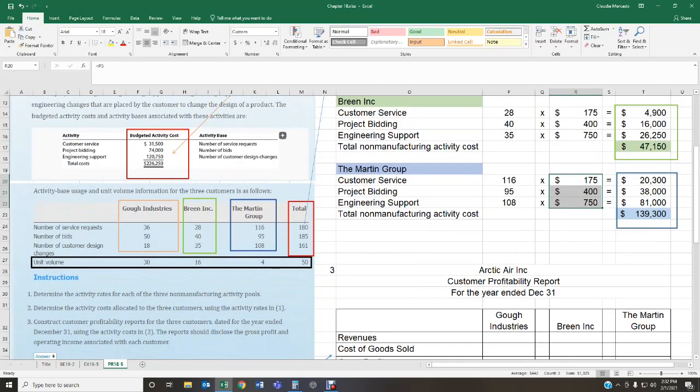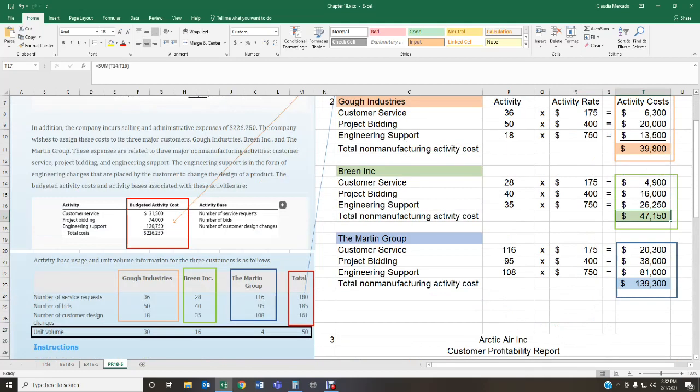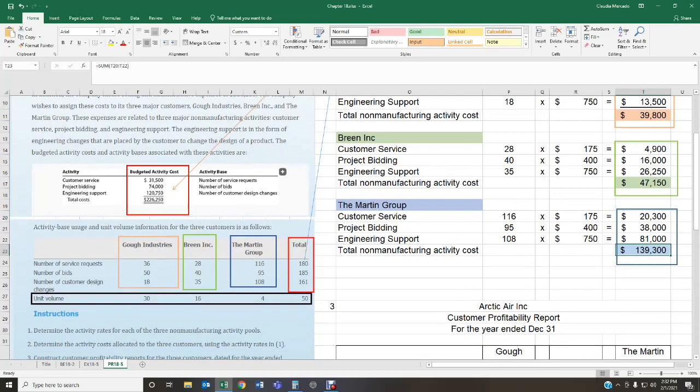So that takes care of requirement 1 and requirement 2. Requirement 1 is the top part. Requirement 2 is all of these calculations. The numbers highlighted are my total activity costs being allocated to each customer.